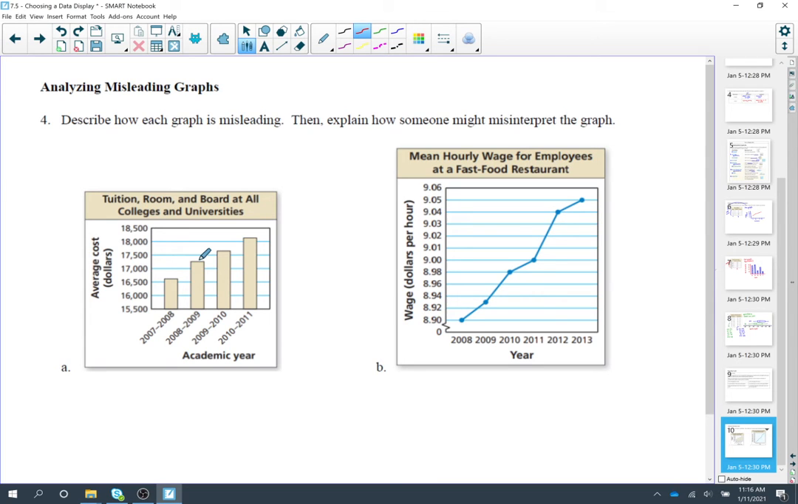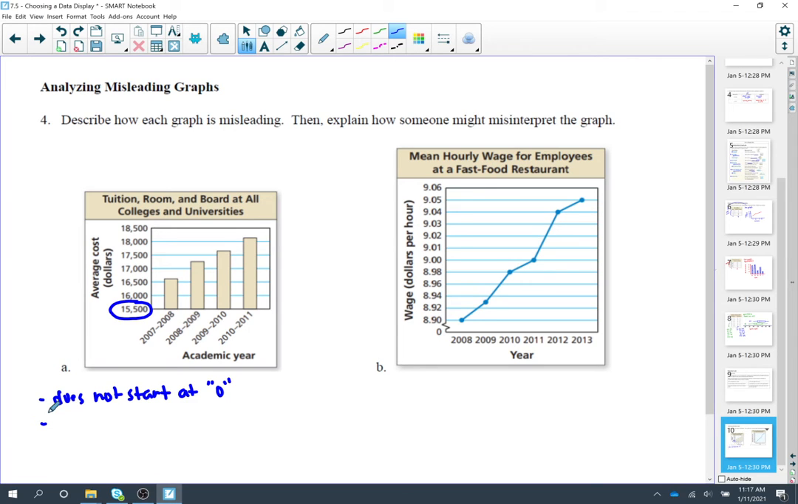The first thing I'm recognizing is that this graph does not start at 0 and there's no break. Now, when I say there's no break, if you look over here, this is a break in the graph, which tells me, hey reader, be aware, this doesn't start at 0. This one doesn't have that. It starts at 15,500.